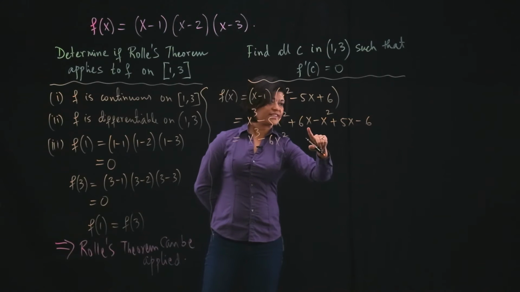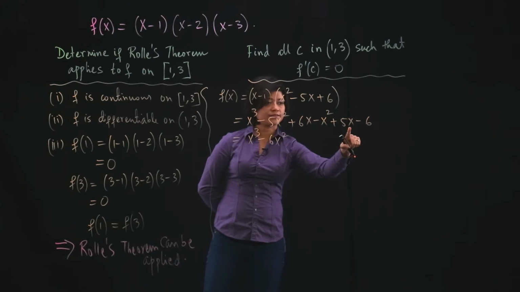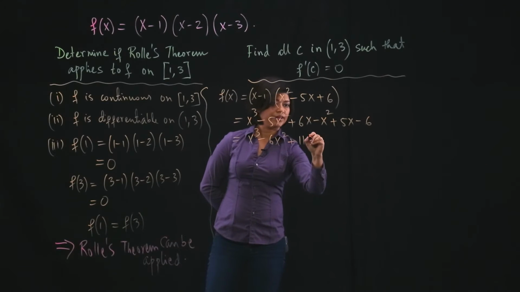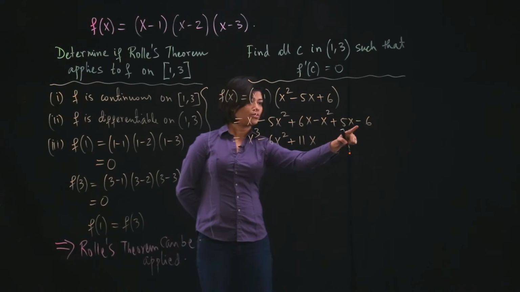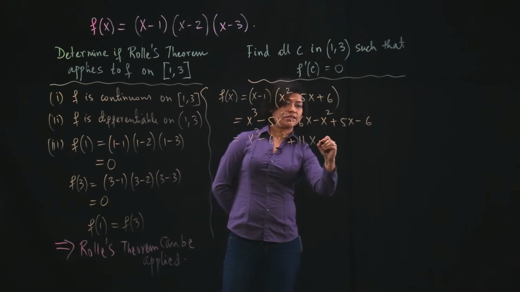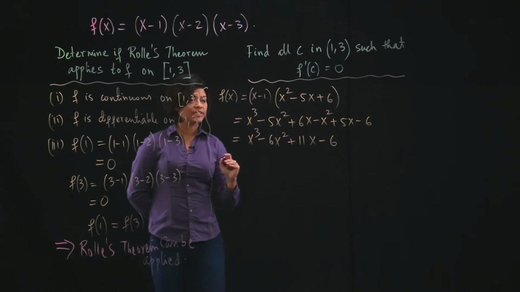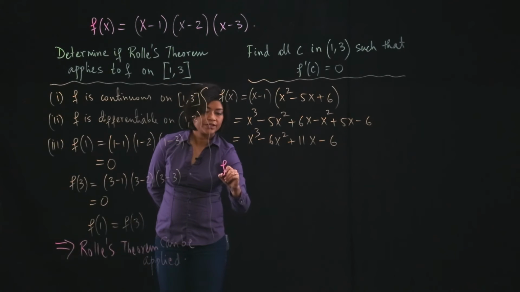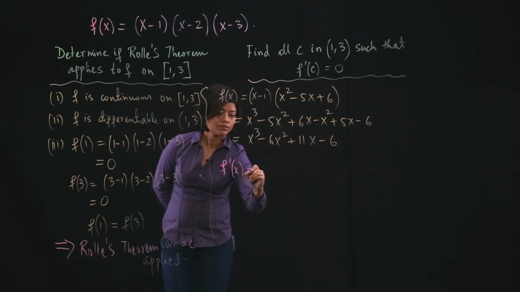We have a 6x and a 5x. They're both positive, so you add them and you get 11x. And one constant, negative 6. So this is my function. And now we have to take the derivative of the function.